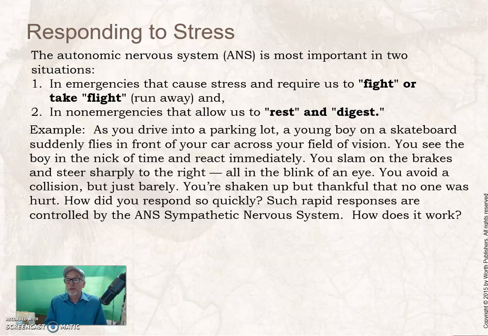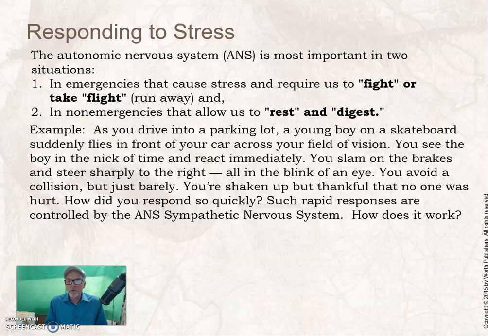And here's an example. As you drive into a parking lot, a young boy on a skateboard suddenly flies in front of your car across your field of vision. You see the boy in the nick of time and react immediately. You slam on the brakes and steer sharply to the right, all in the blink of an eye. You avoid a collision, but just barely. You're shaken up, but thankfully no one was hurt. How did you respond so quickly? Such rapid responses are controlled by the sympathetic nervous system.